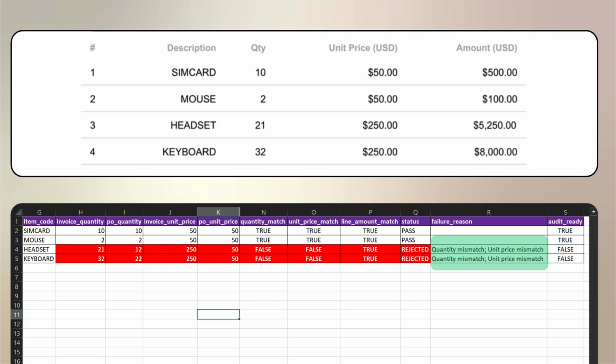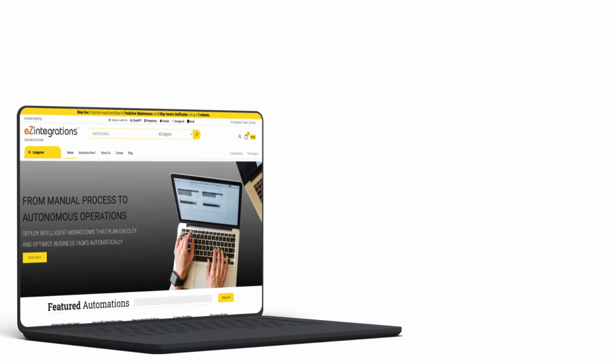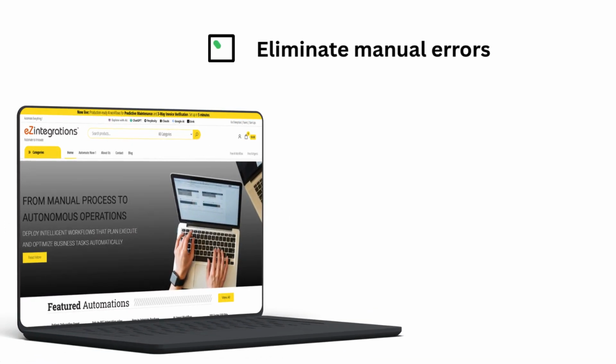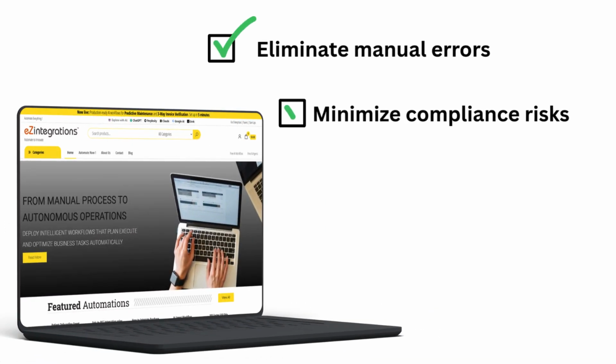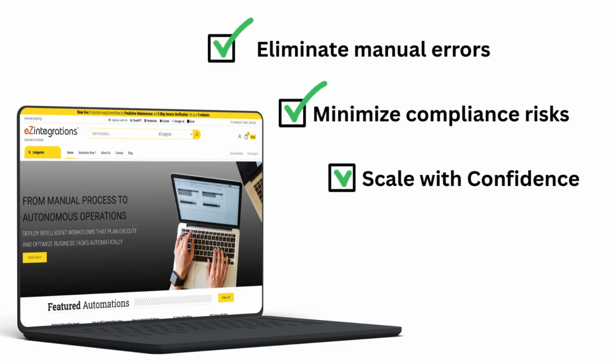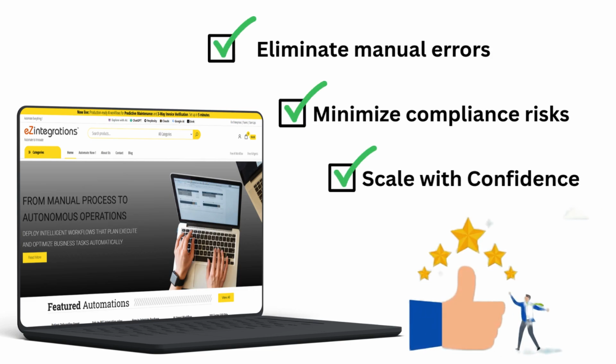What once took hours of manual comparison now happens in just minutes, powered by AI accuracy and complete traceability. You eliminate manual errors, you minimize compliance risks, and you scale your accounts payable operations with confidence. If you're looking to modernize and future-proof your finance processes, this is the smarter way forward.